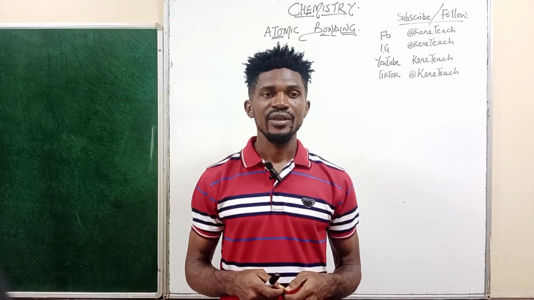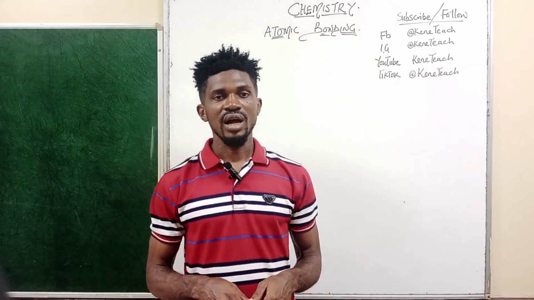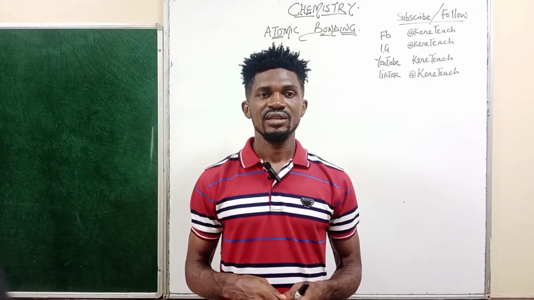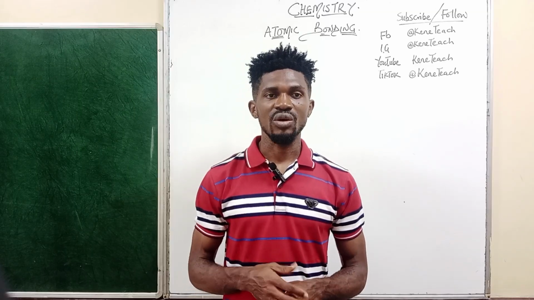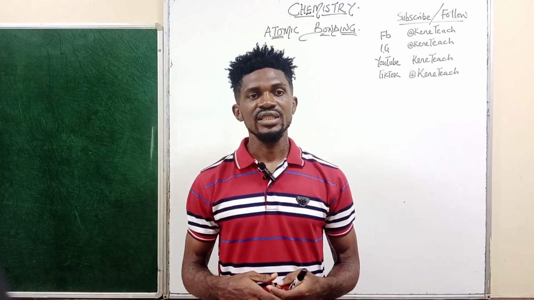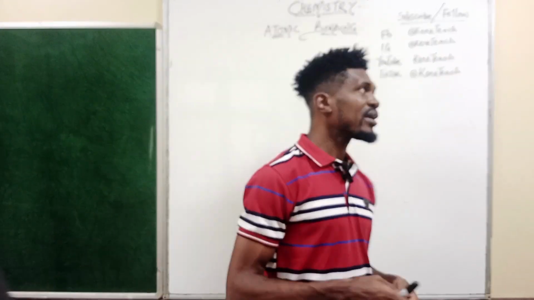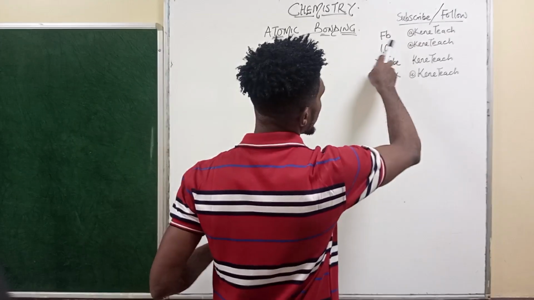For example, if I write sodium oxide, you should be able to tell without thinking so much what kind of bonding that is. If I write sodium hydrogen chloride, you should be able to tell what kind of bonding it is without thinking so much, right?